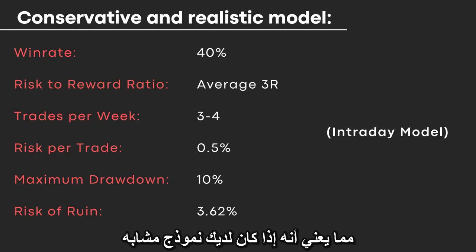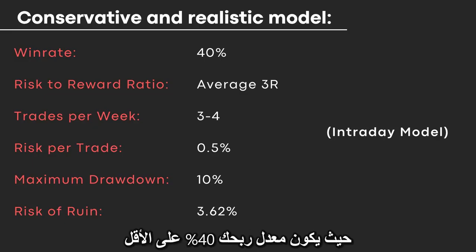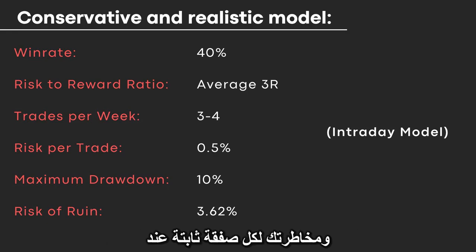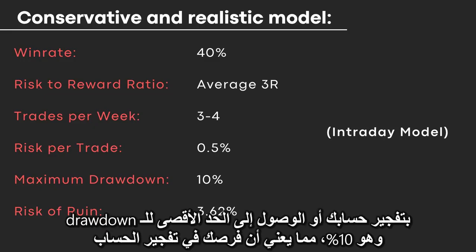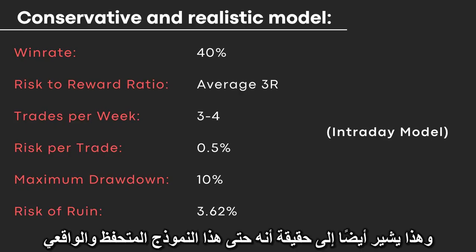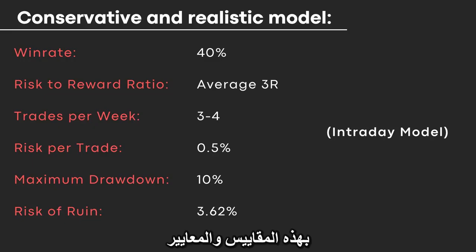Which means that if you have a similar model to this, where your win rate is at least 40% and you have an average risk reward ratio of 3R, and your risk per trade is a constant 0.5%, then there is only a 3.62% chance of you blowing your account or reaching the 10% maximum drawdown. Your chances of blowing are really slim and next to none, which also alludes to the fact that even this conservative and realistic model with these metrics and parameters is good for prop firms, right?